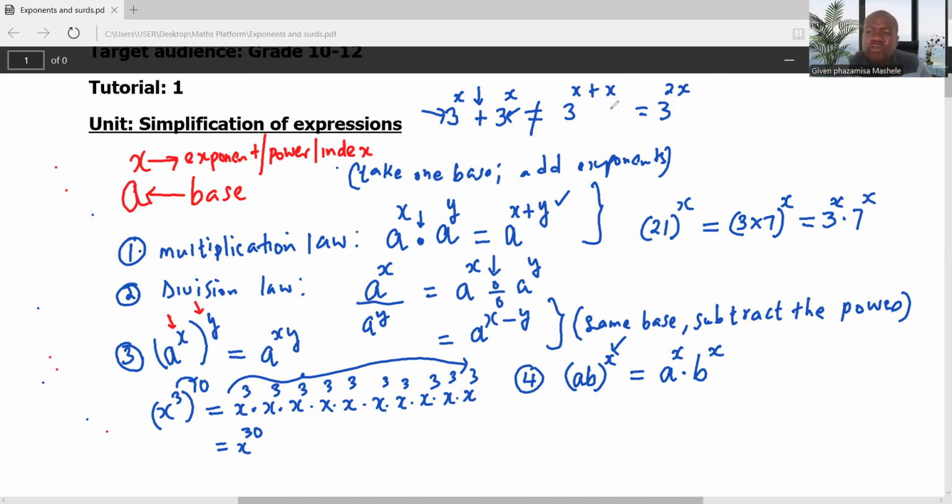This would be true if we had 3 to the exponent of x multiplied by 3 to the exponent of x. Because we have multiplication, we take one base and we add the exponents, so we have 3 to the exponent of x plus x, and this becomes 3 to the exponent of 2x.